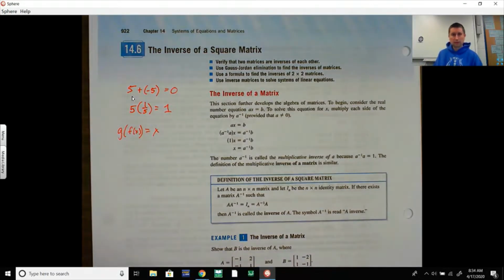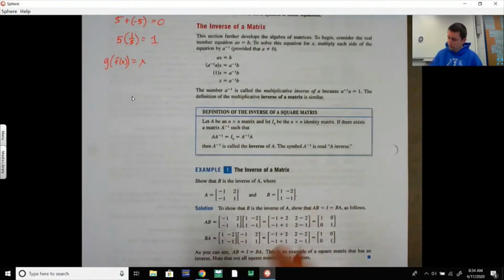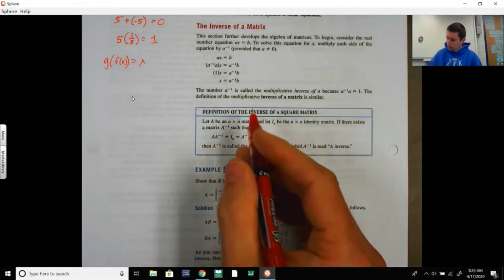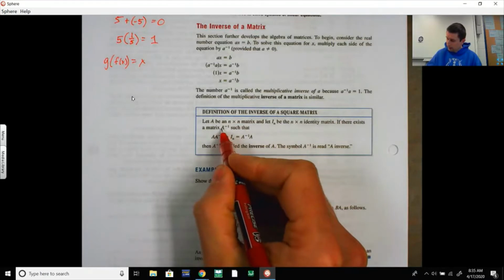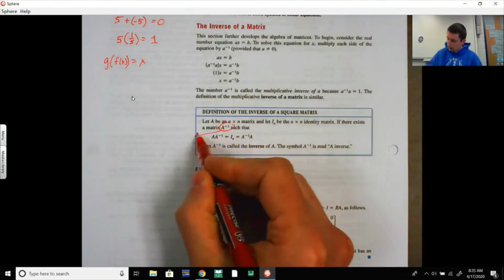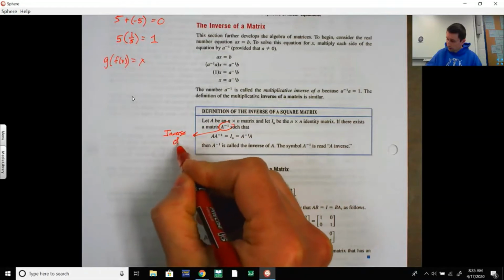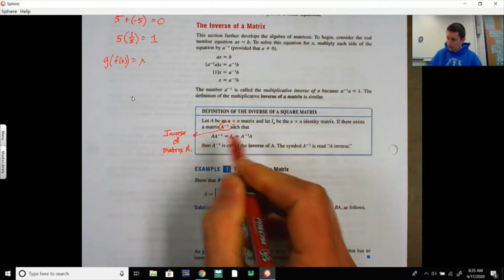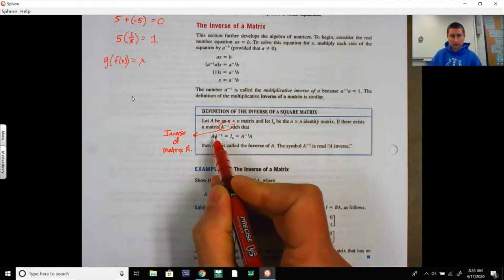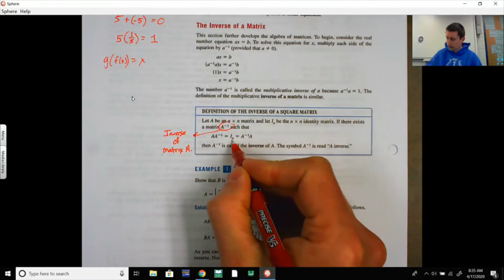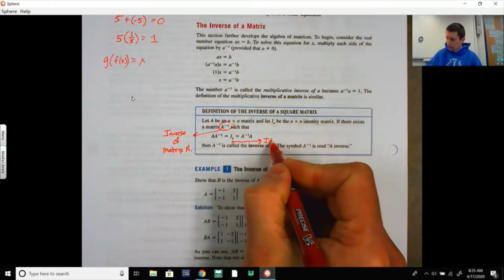So we also have matrix inverses, or inverse of matrices, and it's denoted A times A to the negative first power. This representation is referred to as the inverse of matrix A. And if you multiply a matrix times its inverse, you should get this. That's the identity matrix.